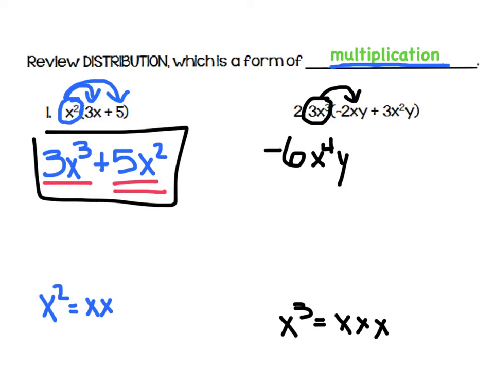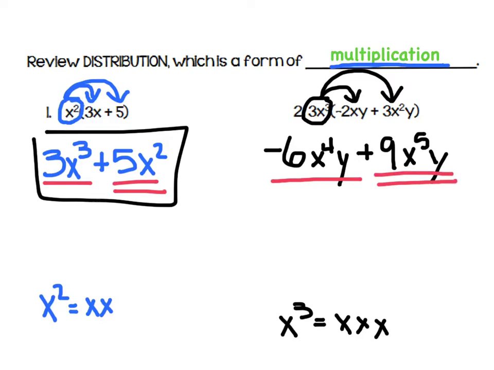Now let's continue to distribute. The 3x cubed times positive 3x squared y. Well, 3 times 3 gives us positive 9. How many x's do you have altogether? I have x cubed and x squared, so that's a total of 5 of them, so x to the 5th power, and I still only have 1y. Are these terms alike? No. This says x to the 4th y, and this one says x to the 5th y. They're not alike, so therefore that would be our answer.